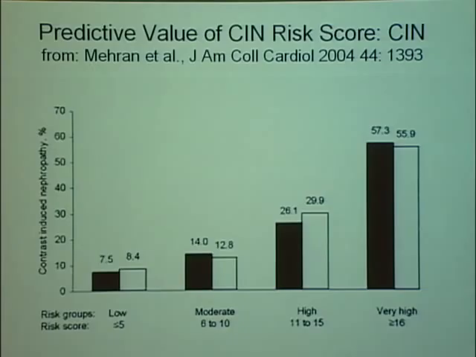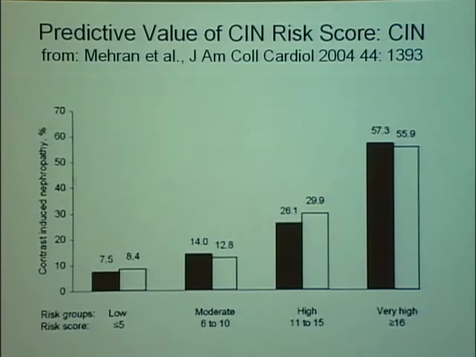And then they used the score to query a different data set to see how predictive it was. On the next couple of slides, the black bars are risks in the data set that was used to generate the scoring system, and the white bars are those in a second validation data set. So you see that it actually works quite well. It's predicting risk. Those patients who have a score less than 5 have a low risk of nephropathy. Those patients who have a very high score have a risk of up to over 50% chance of developing contrast-induced nephropathy.